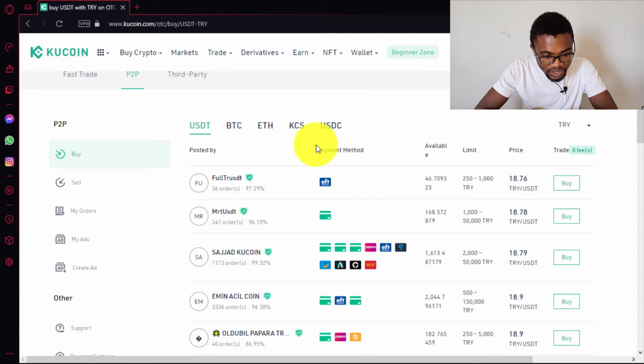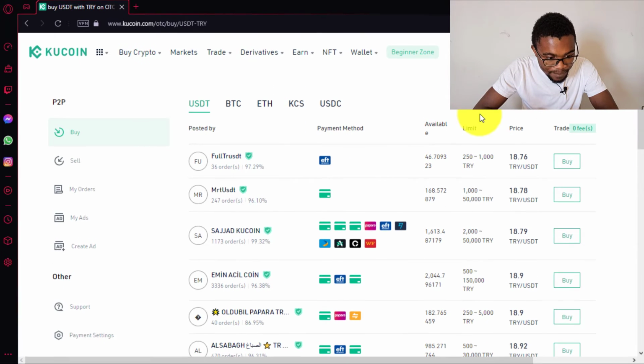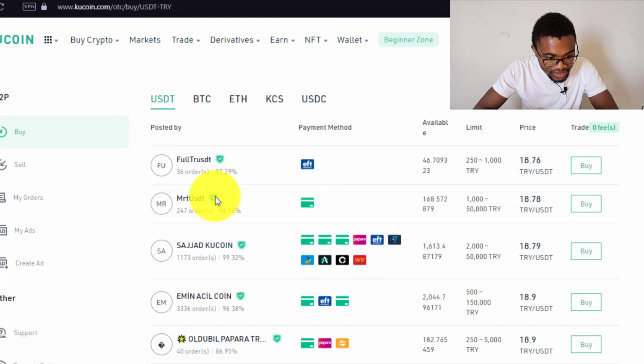So under payment method, you'll be able to see the payment methods which these people want you to use when transferring money to them. You just need to pick a person mainly based on the completion rate. You can see the percentage beside the person. Anything above 90% is okay. It's okay to transfer with such a person.